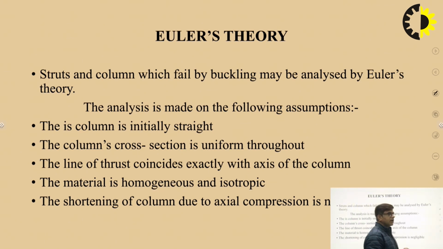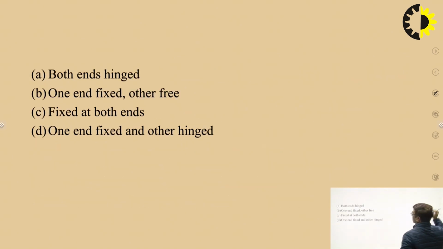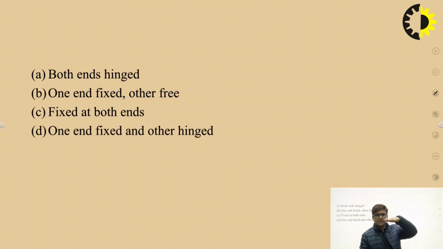Now there are 4 different cases of buckling of the column, and those 4 cases are both ends hinged. When both ends of the column are hinged, then what is the buckling load or crippling load or critical load? Second, when one end fixed and other free, then what is the crippling load? Both ends fixed, then what is the crippling load? And one end fixed and other hinged, then what is the crippling load?